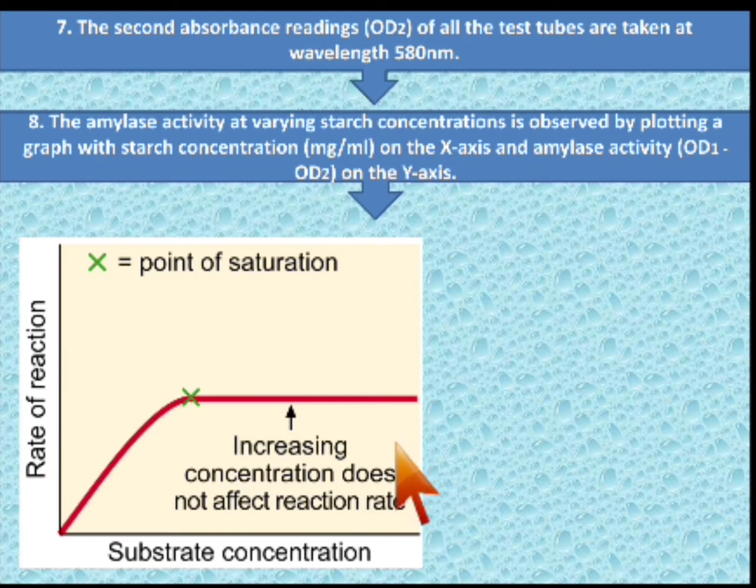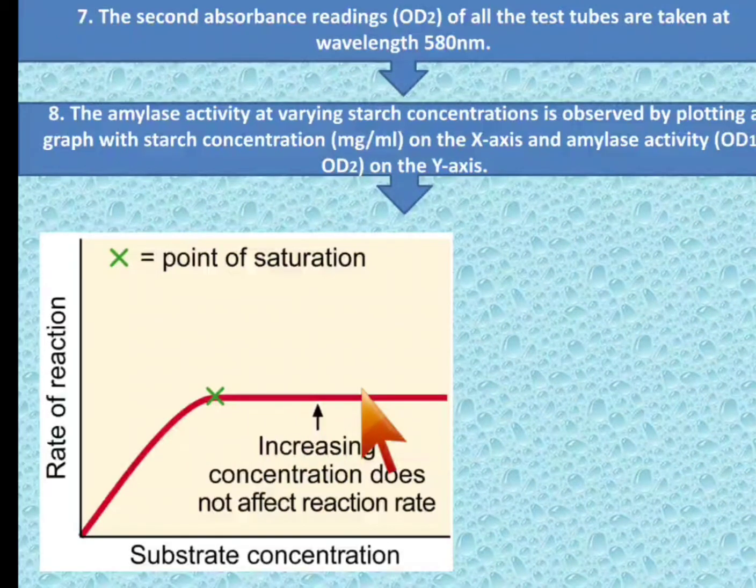You will see that at first, as you increase the substrate concentration, for example from 0.2 to 0.4 to 0.6, the rate of reaction also increases like this. But at a certain point, you will see that the rate of reaction becomes constant. What happened? It becomes constant at a certain point.